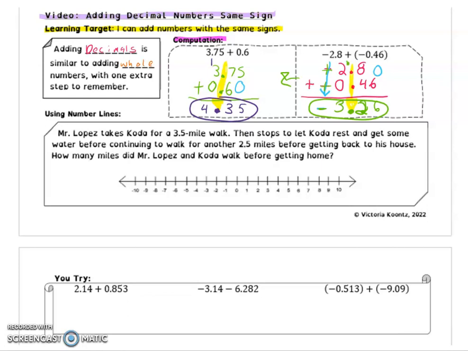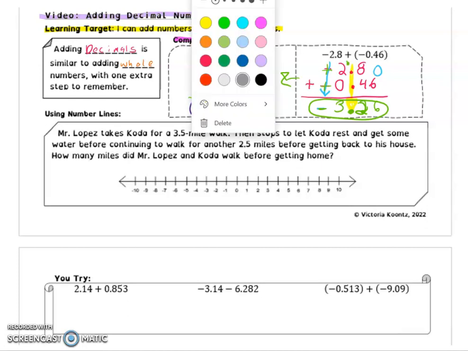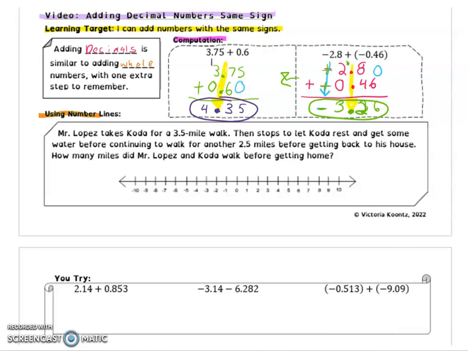Ooh, using number lines. That sounds kind of scary. Number lines, some people don't like them. And to make matters worse, it's a word problem. All right, so let's read this word problem together first. Mr. Lopez takes Coda for a 3.5-mile walk, then stops to let Coda rest and get some water before continuing to walk for another 2.5 miles before going back to his house. How many miles did Mr. Lopez and Coda walk before getting home? Whew, that was a lot of information. Maybe we should do some like highlighting or something.